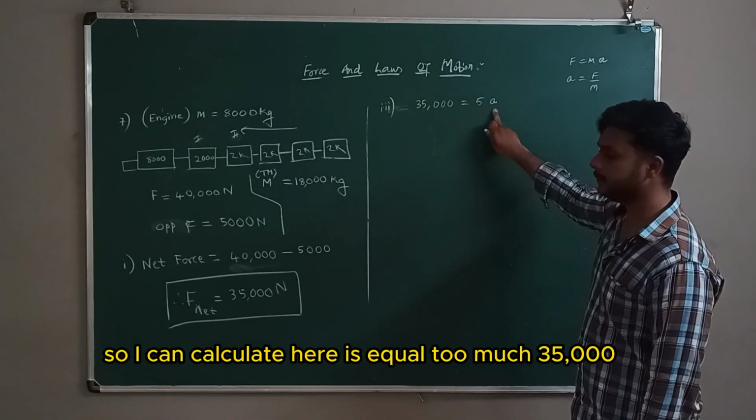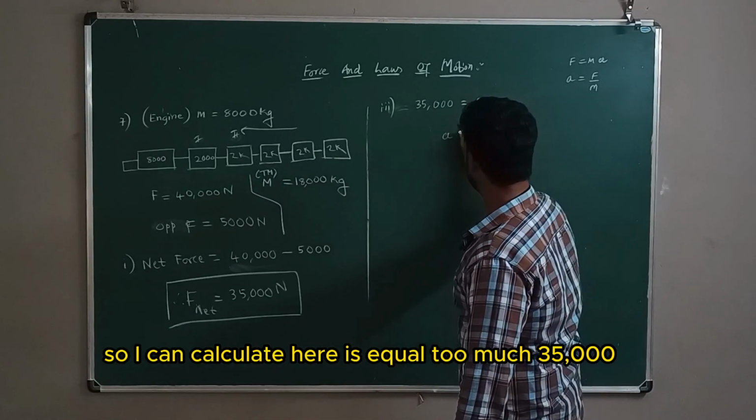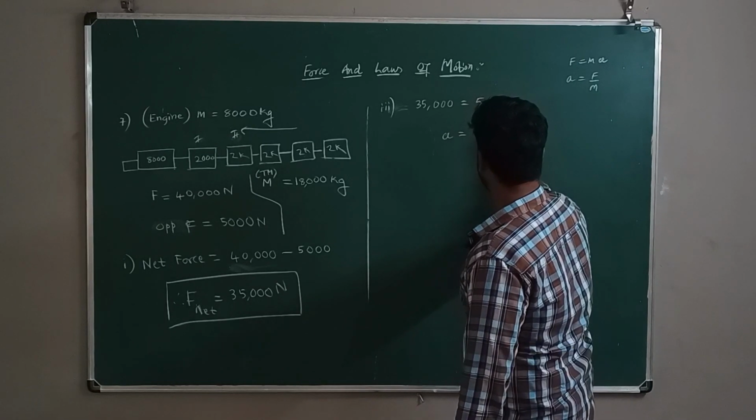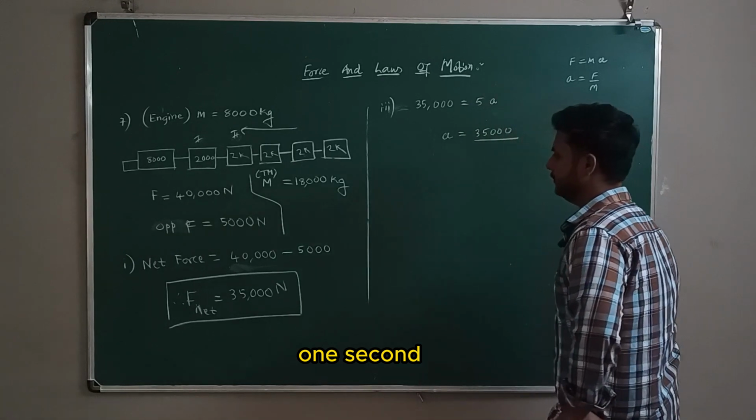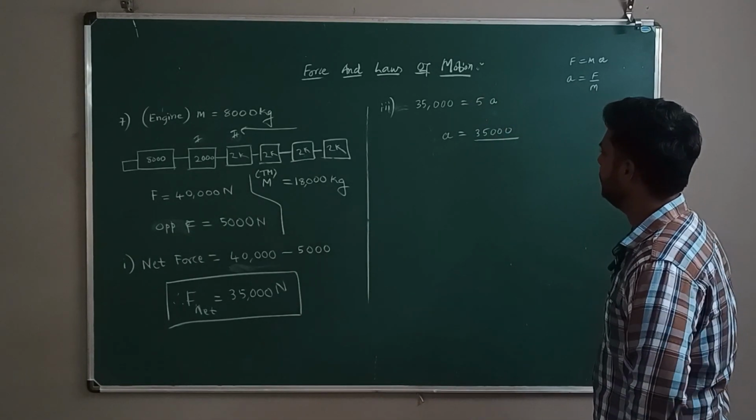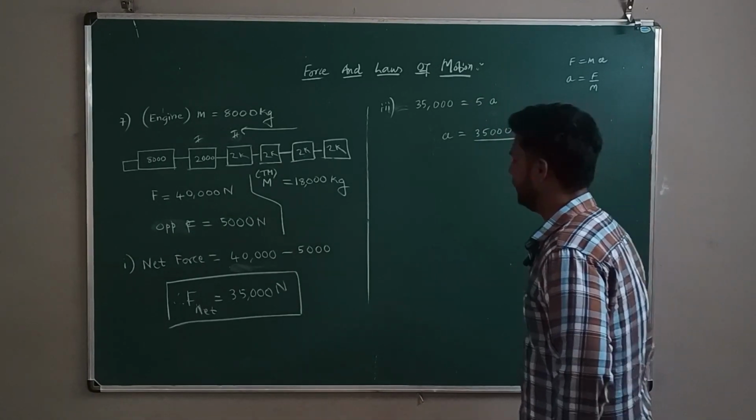So I can calculate here. A is equal to how much? 35,000 divided by 5.